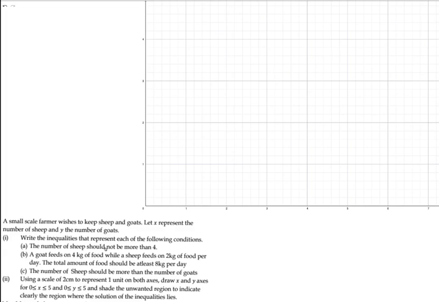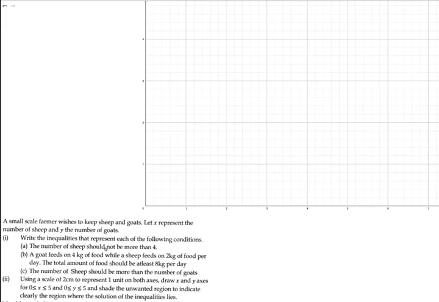Then we have 4 kg of food to feed goats and 2 kg of food to feed a sheep per day. So for goats, which is Y, 4y, plus food for sheep per day, 2x, or you can say 2x plus 4y. Now the total amount of that food has to be at least 8 kg. The word at least means that number and above, so it has to be 8 and above, not less than 8. Therefore, it has to be 2x plus 4y greater than or equal to 8.